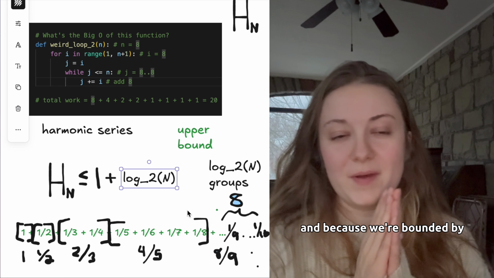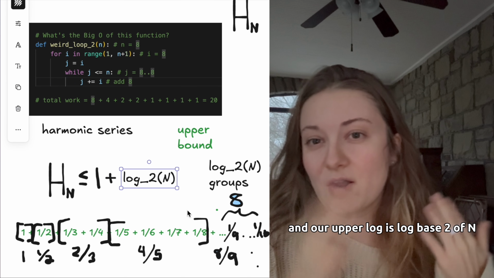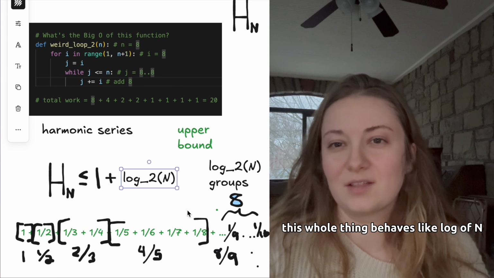And because our lower bound is log base 2 of n, and our upper bound is log base 2 of n, this whole thing behaves like log of n.